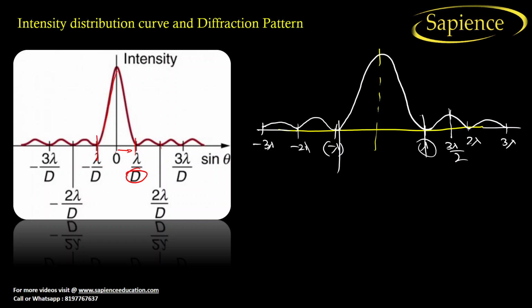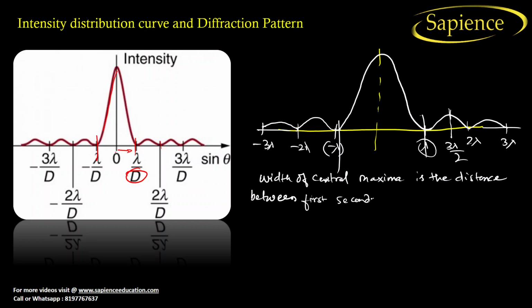So we can write here: the width of the central maxima is the distance between the first secondary minimum on either side of O. Okay, so this is the width of the central maxima.